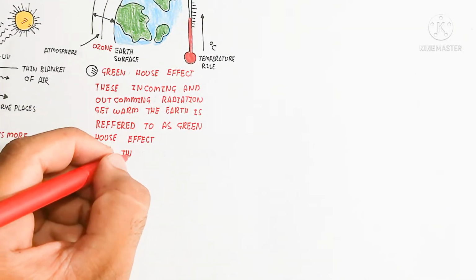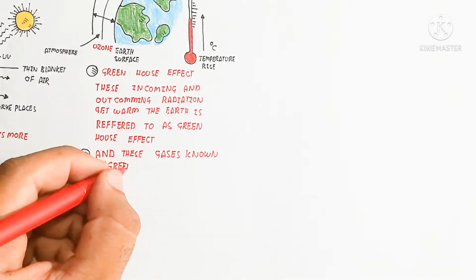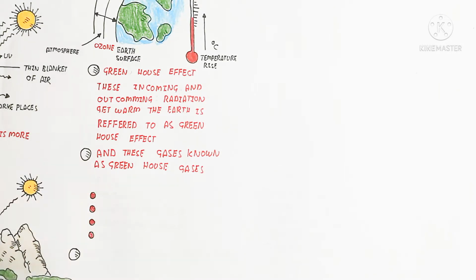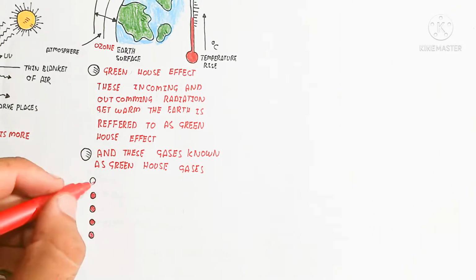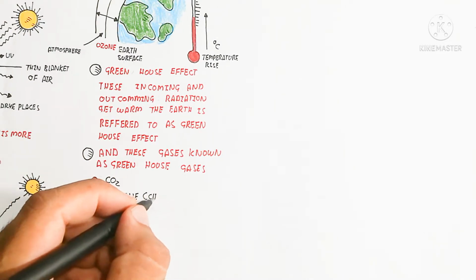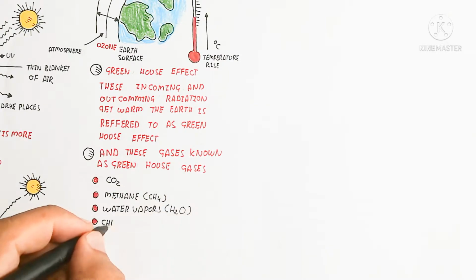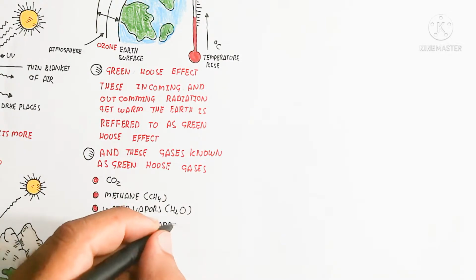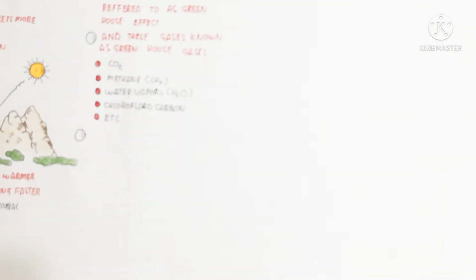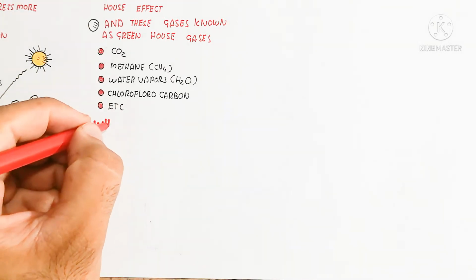So that means the greenhouse effect is the warming of the earth due to radiation, and the gases involved are known as greenhouse gases. These gases trap the heat energy from the radiation. They include carbon dioxide, methane, water vapor, and chlorofluorocarbons, which are produced during industrial activity, etc. So why is it called the greenhouse effect?